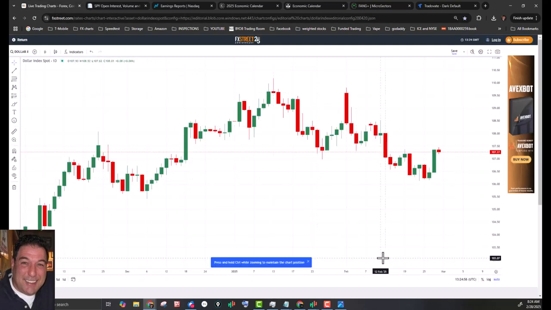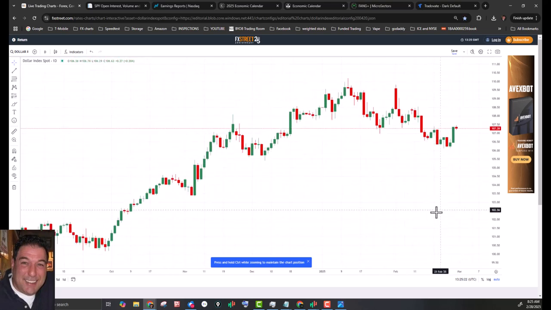Okay, the US dollar index rallied higher yesterday. They've got to take out this high up here. If they take out that high, there'll be an uptrend. Right now, they're in a downtrend with a lower high and a lower low. Price action closed yesterday right about 107.35. Still in a downtrend.